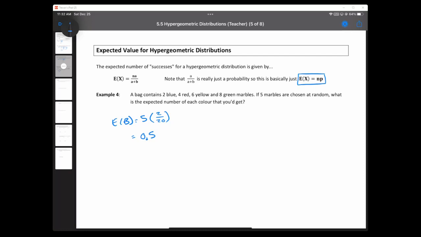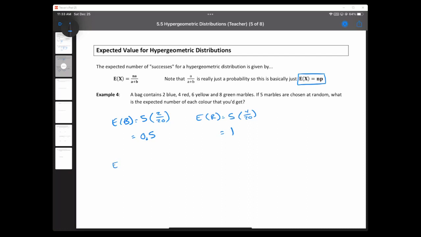For some reason in this unit, everyone who sees a decimal number less than 1 tries to convert it to a percentage. And then I can do the same thing for the number of red marbles. There's 5 marbles being chosen. The probability of being red is 4 out of 20. That's just 1. That doesn't mean there's 100% certainty of getting a red marble. It means that on average you'll get 1 red marble.